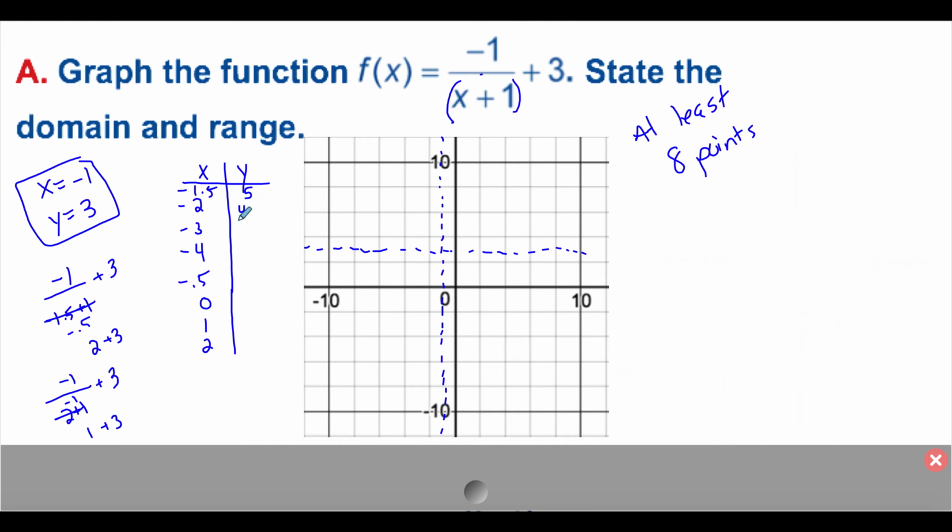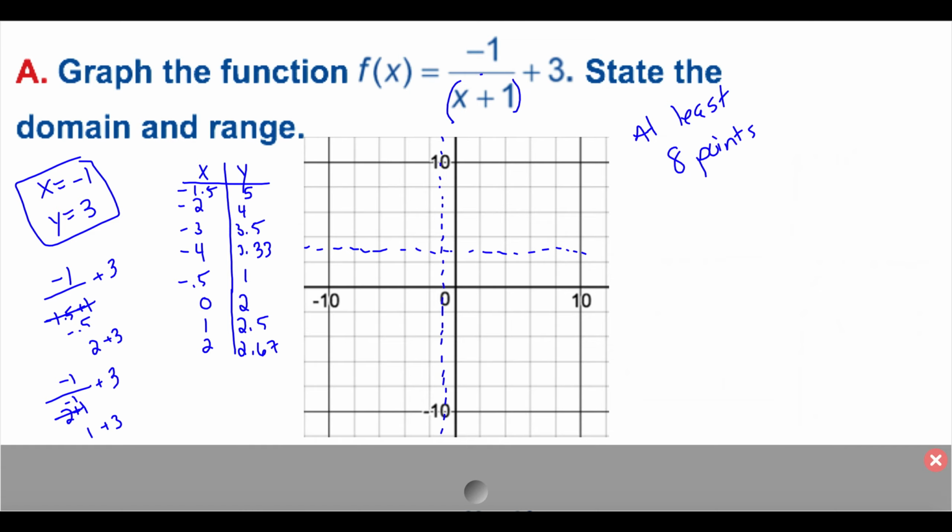Okay, so the values that I get for the rest of these: I get a 3.5 for a -3. I get a 3.33, or 3 1/3, for -4. And then for -0.5, I get a 1. For 0, I get a 2. For 1, I get a 2.5. And then for 2, I get a 2.67.